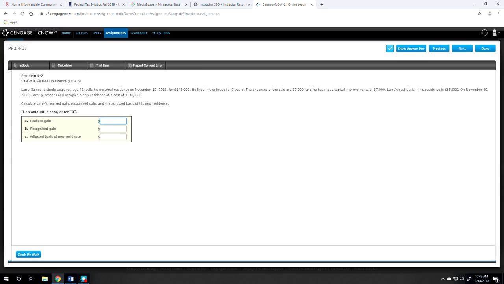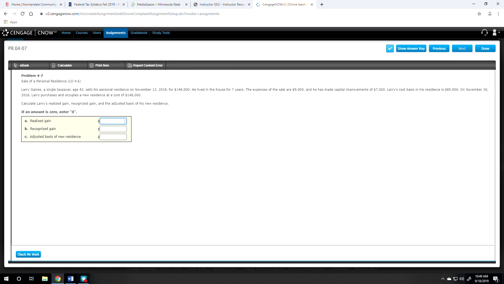So super useful. Okay. Larry Gaines, a single taxpayer. It's important to pay attention here to the fact that he's single, because if he was married, there's something else that would be different. It wouldn't affect the answer, but always pay attention to those things. Is somebody single? Are they married? Their filing status. He's 42 years old.